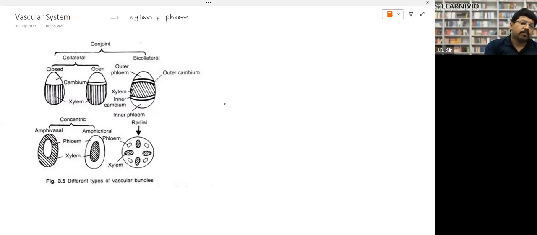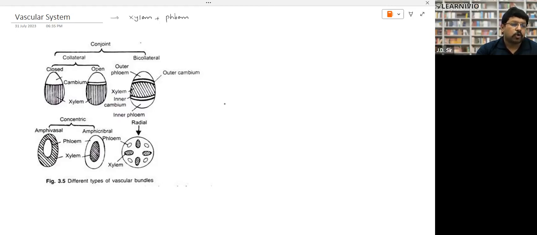What is conjoined? When xylem and phloem lie close to each other, they are called conjoined. Conjoined may be of two types, collateral and bicollateral. In collateral, look, xylem and phloem lie with each other. Then they may again be of two types, closed and open.